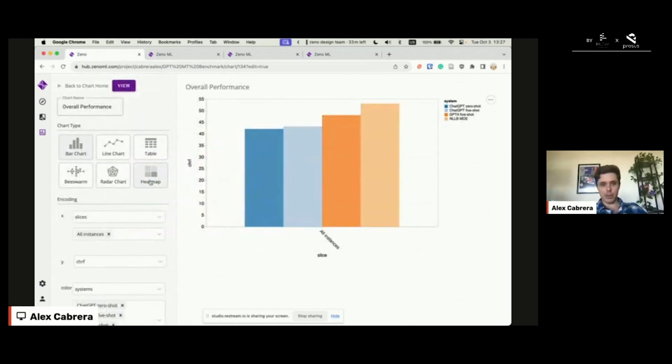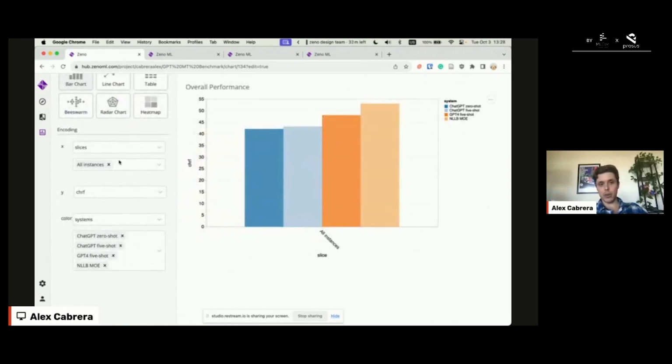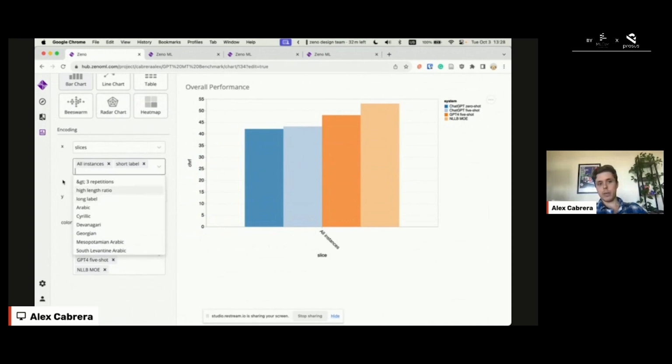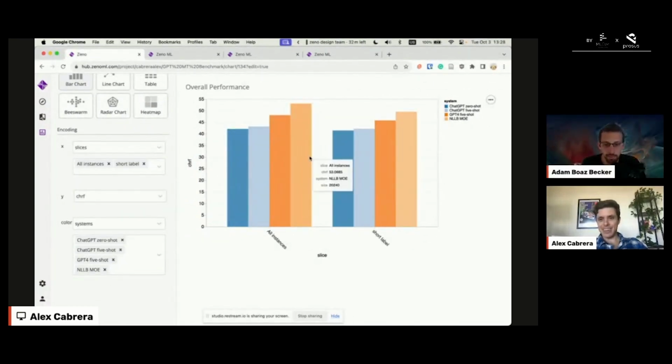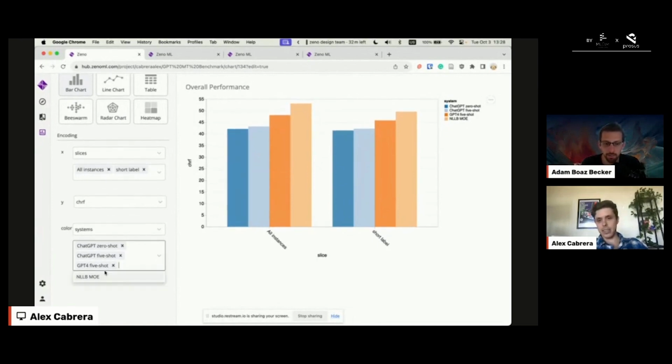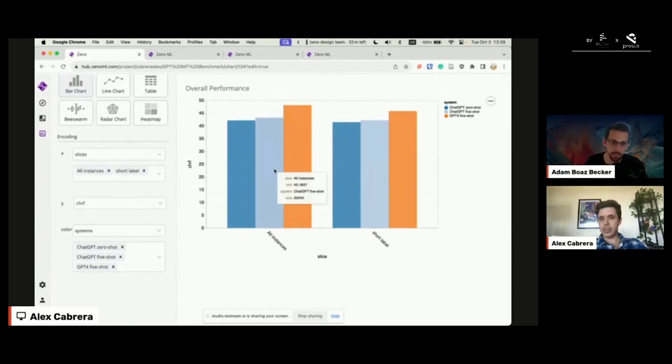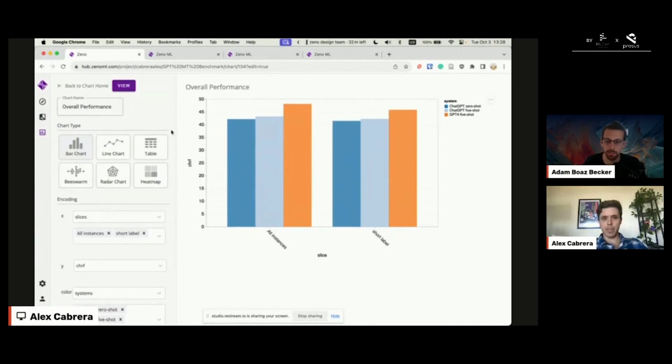And you could create different types of charts if you wanted to. You could look at different slices of your data. So how do we do for all instances versus short label instances? Looks like it's about the same pattern. Nothing that different, but you can start interactively changing. Let's not look at the state of the art and let's only look at GPT-3 or GPT-4.